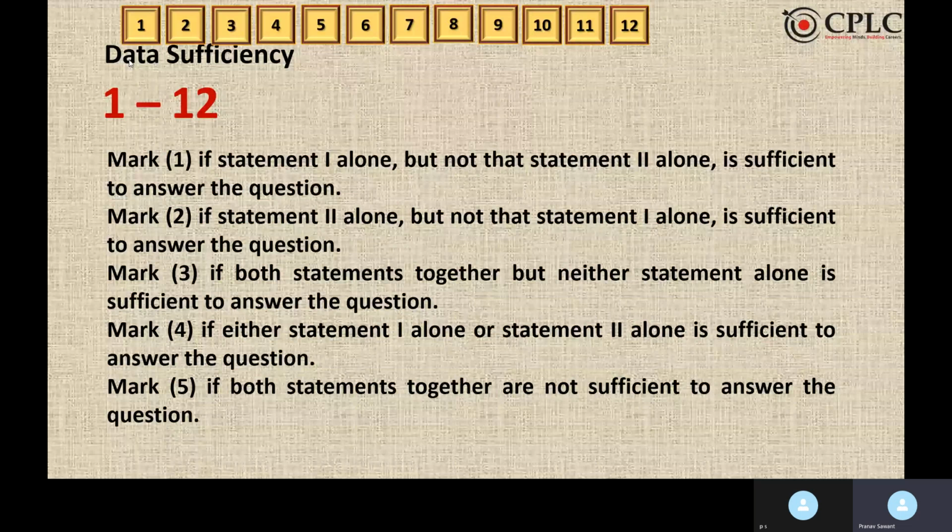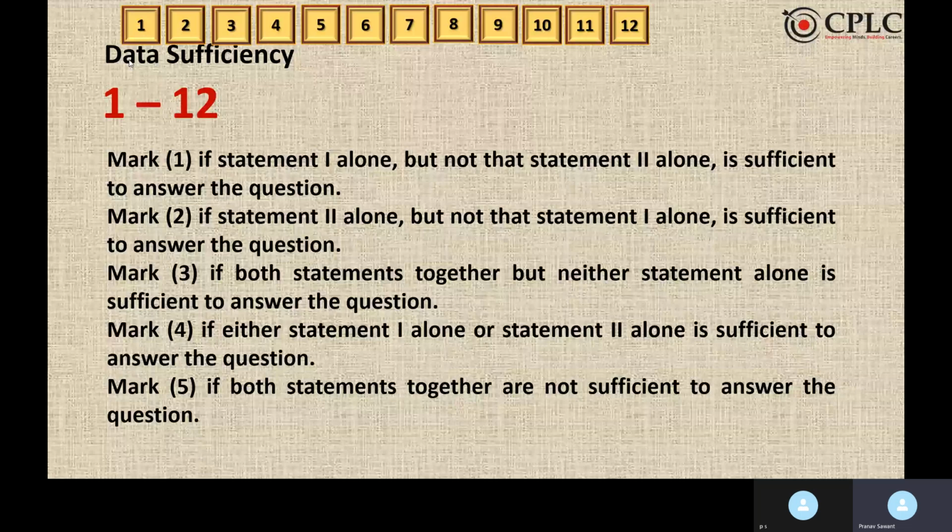First option says mark 1 if statement 1 alone but not statement 2 alone is sufficient to answer. Mark 2 if statement 2 alone but not statement 1 alone is sufficient to answer. Mark 3 if both statements together but neither statement alone is sufficient to answer the question. If either statement 1 alone or statement 2 alone is sufficient to answer the question, mark 4. Mark 5 if both statements together are not sufficient to answer the question.